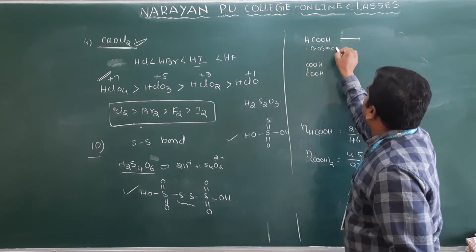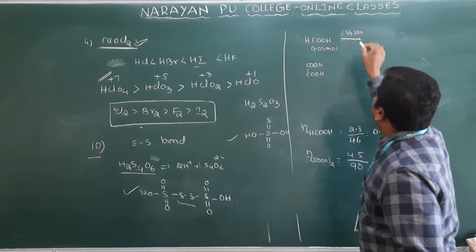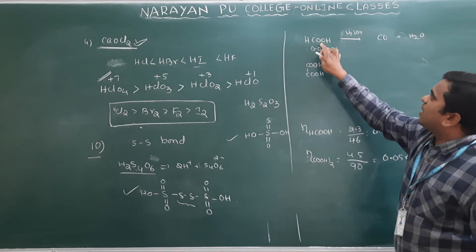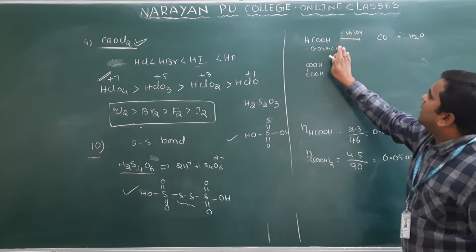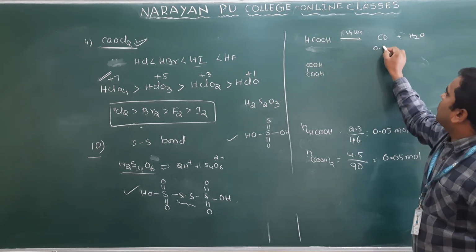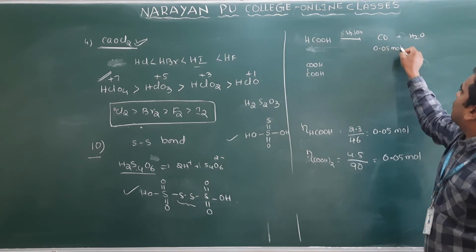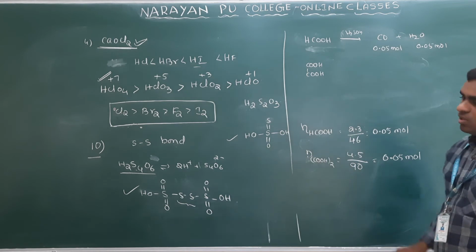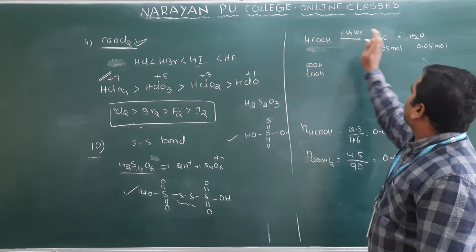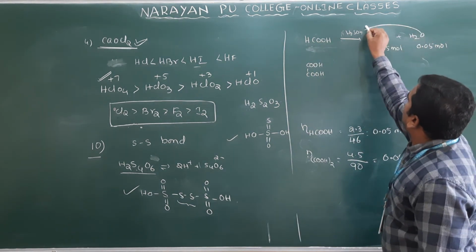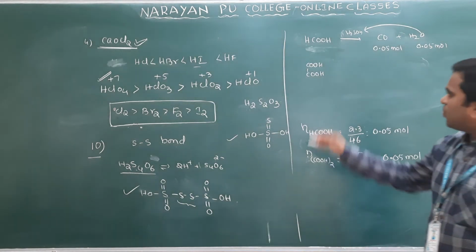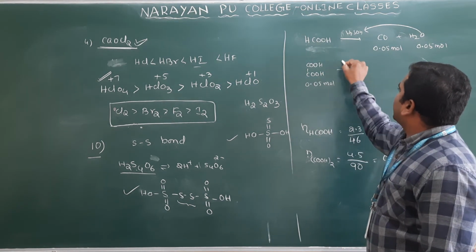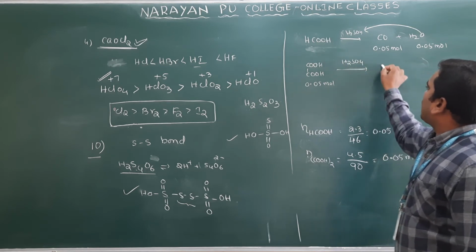0.05 moles. When it is treated with H2SO4, what will you get? CO plus H2. So this is 0.05 moles. After the reaction, this is totally consumed, then how many moles will you get? 0.05 moles of CO and 0.05 moles of H2. Clear? It is totally converted to CO, but this H2O is absorbed by which one? H2SO4.